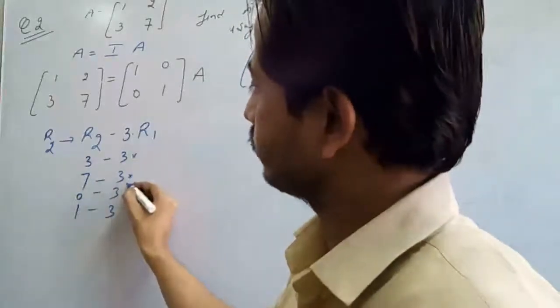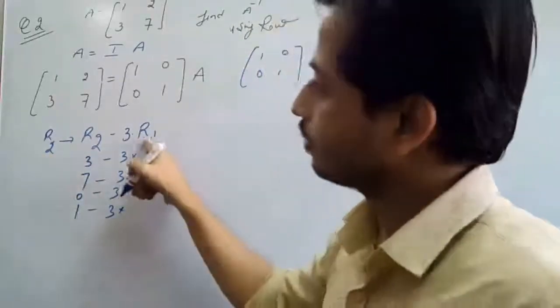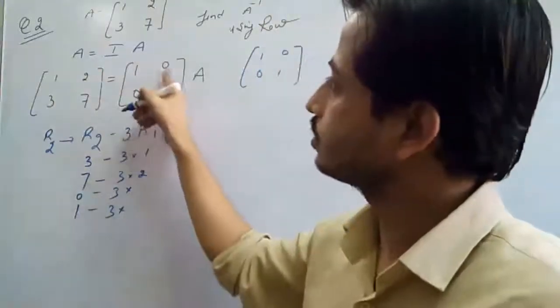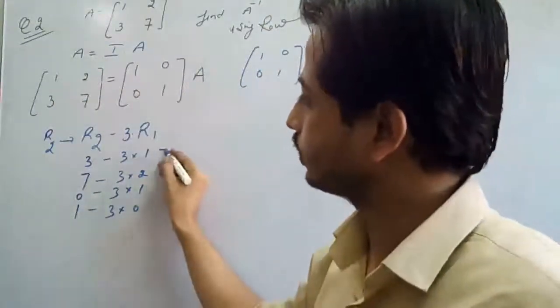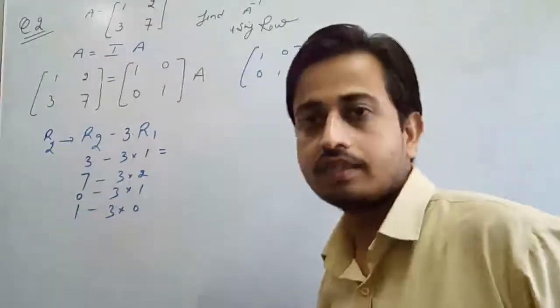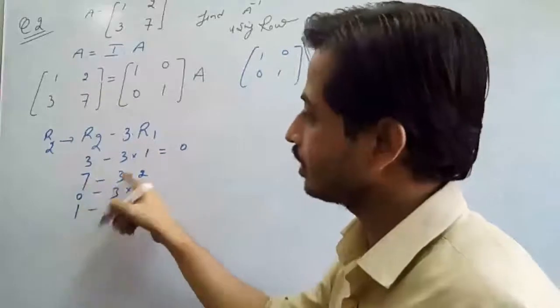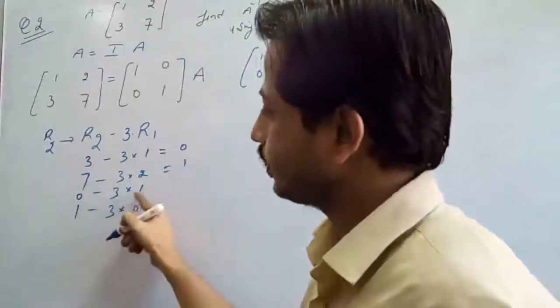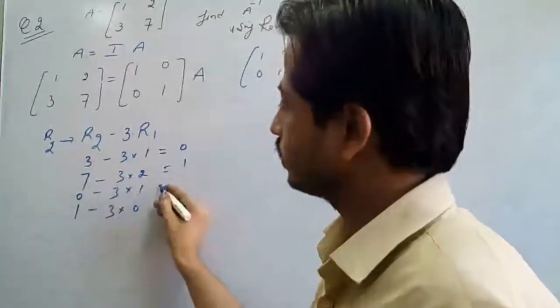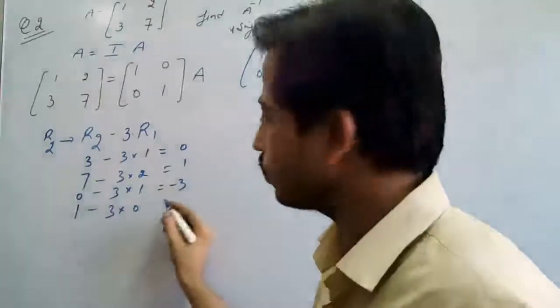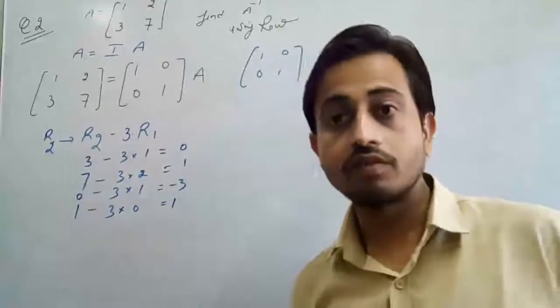Now multiply R1, which is 1, 2, 1, 0 on the left and right sides. Solve it. 3 into 1, 3. 3 minus 3, 0. 3 into 2, 6. 7 minus 6, 1. 3 into 1, 3. 0 minus 3, minus 3. 3 into 0, 0. 1 minus 0, 1. So what will we get?